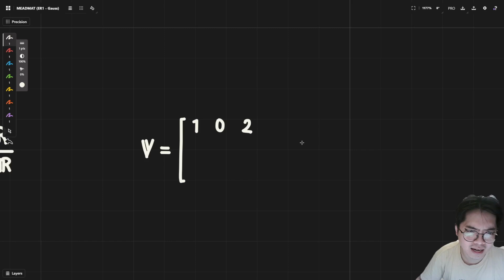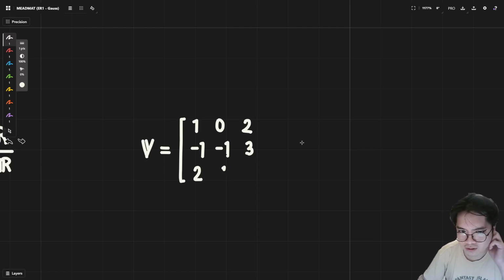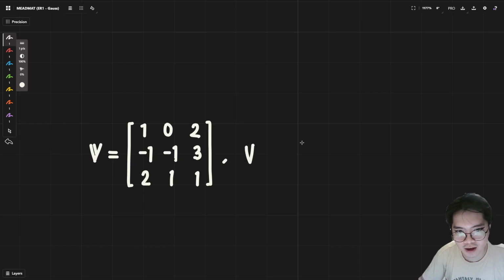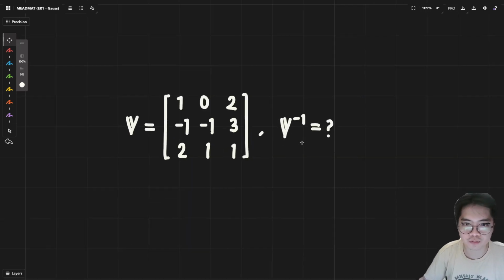I don't know. Negative 1, negative 1, 3. I don't want to give myself very difficult values. 2, no, not 0. 1, 1. Okay, let's have something like that. What is going to be our V inverse?